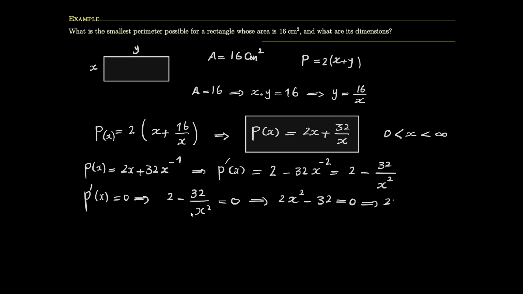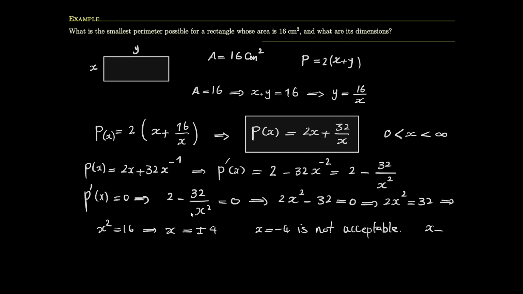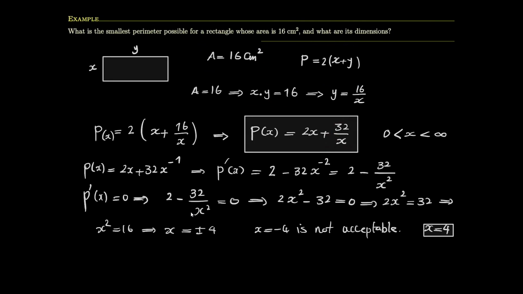But I have to isolate x, so I move 32 to the other side, I divide by 2, and then I take the square root, it becomes plus or minus. Minus 4 is not acceptable because this is my interval, so x equal to minus 4 is not acceptable. And then x is equal to 4. Okay, but there is another problem here. Do you remember what was the recipe? The recipe was calculating the derivative, put it equal to 0 and find the possible answer.